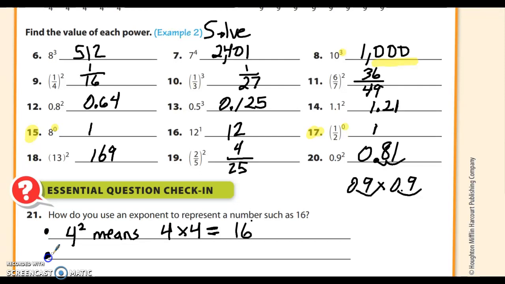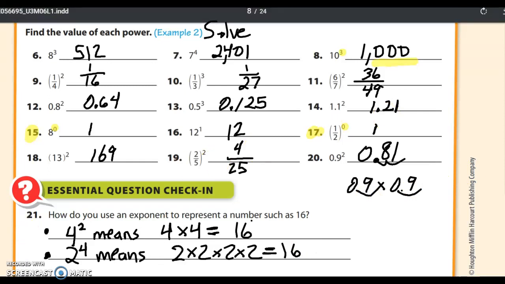I'm going to use bullets to show you a different answer. We could do 2 times 2 is 4, times 2 is 8, times 2 is 16. What is this written as an exponent? That's going to be 2 to the 4th power. It's kind of interesting that those two numbers invert. So 4 squared is 16, and 2 to the 4th power is also 16. So there's two ways. That's a good enough answer for number 21. Okay, great job. You're done with this page.